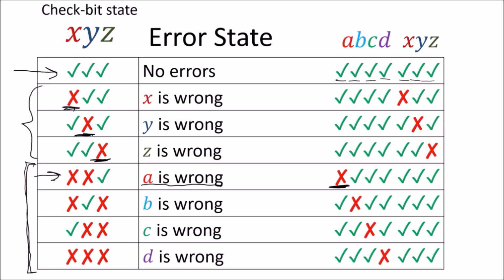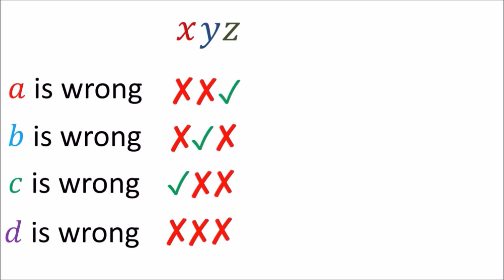Now there's no reason I chose this particular order of error states. I could have just as easily picked a different order, like C, D, B, A if I wanted, but since any ordering works, I'm just going to use A, B, C, D. So let's take a closer look at these 4 states with the A, B, C, D bits.